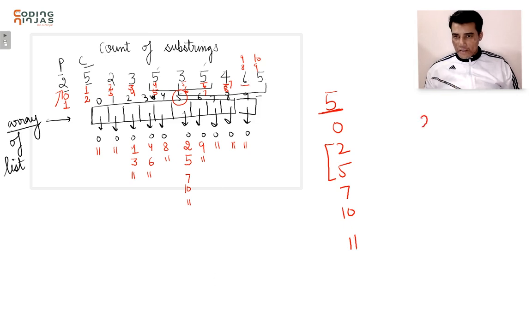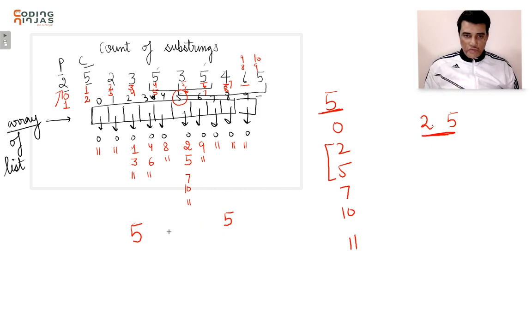So first, I'll take 2 and 5. I'll take this pair, right? What I'm doing is I'm taking these two occurrences. The 5 written at position 2 is this 5, and the 5 written at position 5 is this 5. Between them is written 2, 3. So I'm taking this pair, right?